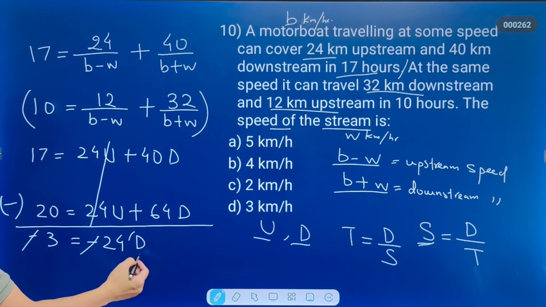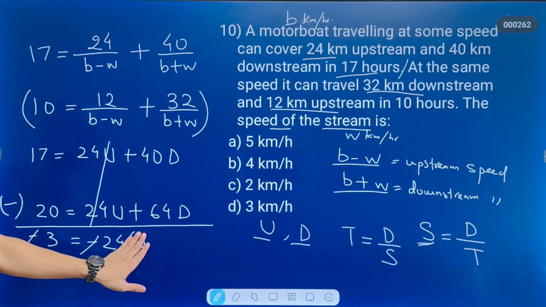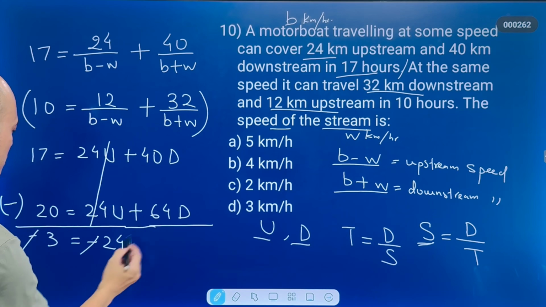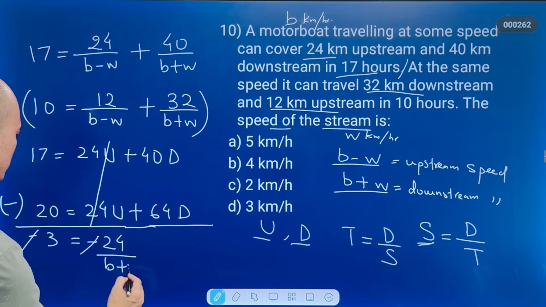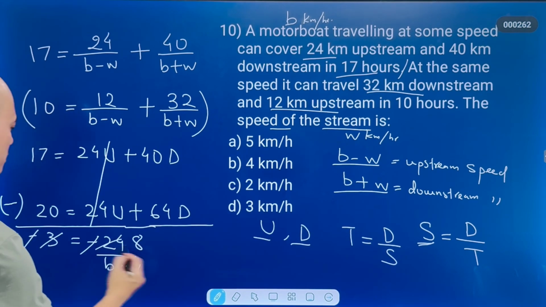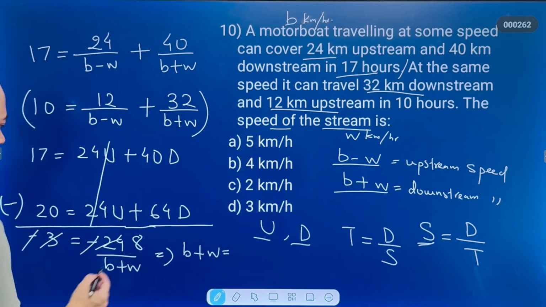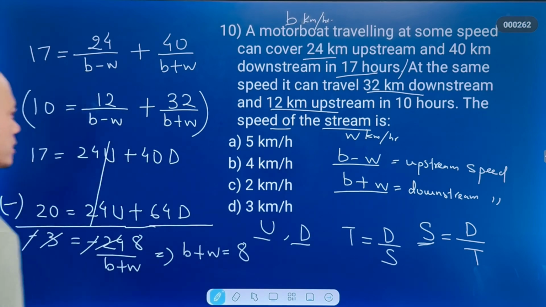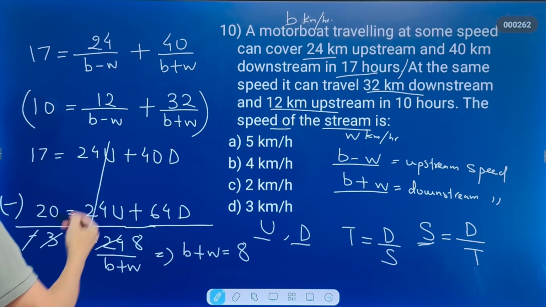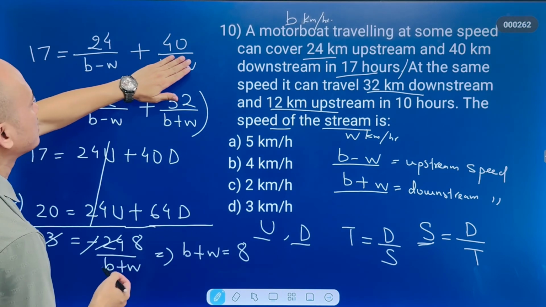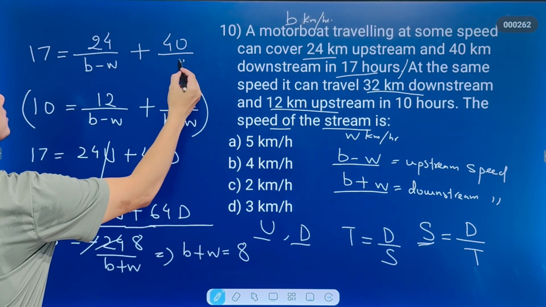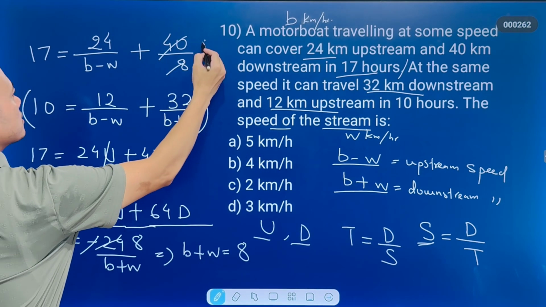So downstream speed, I made D to make it easy, but actually this is downstream, B plus W. So 3 8s are 24, it means B plus W is equal to 8. So you remember B plus W is equal to 8. Now if B plus W is equal to 8, then we can cancel it. This is 5.